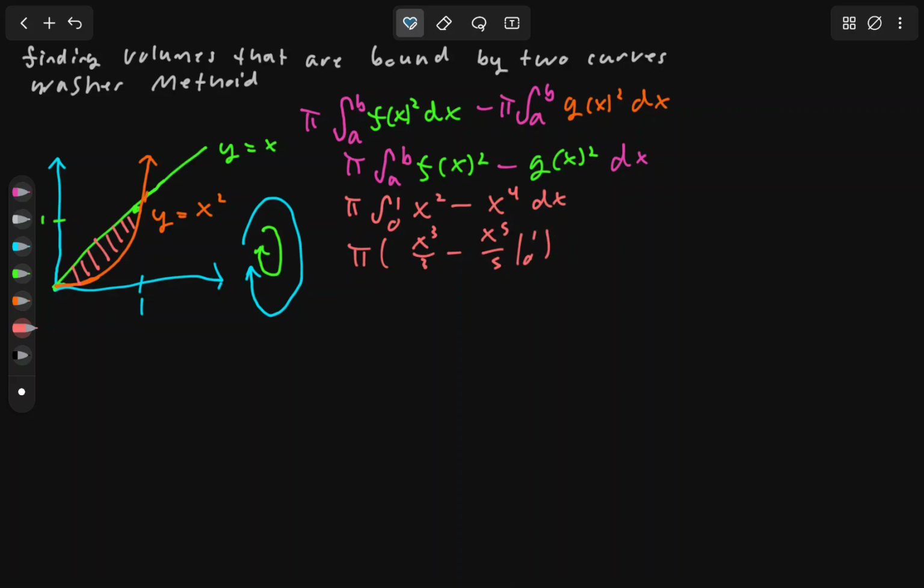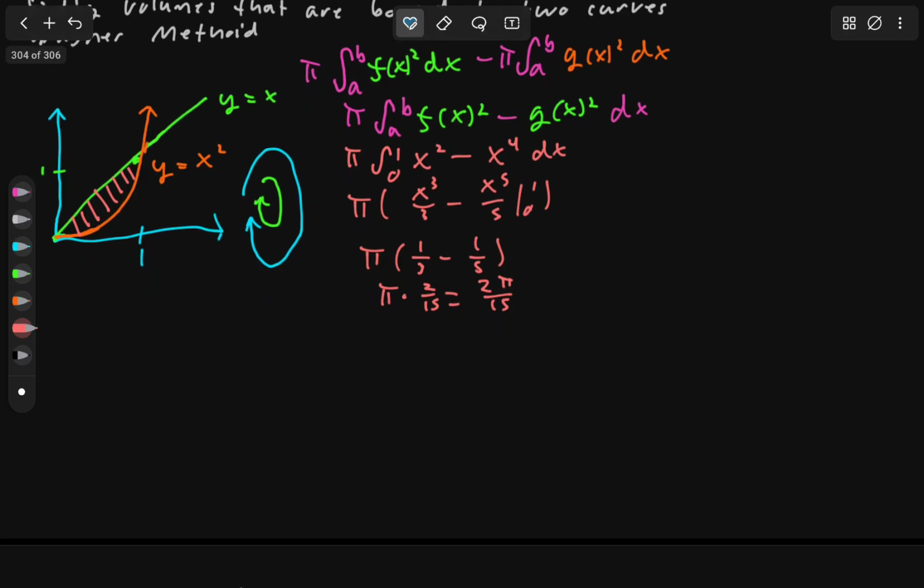Well, at 0, that's just going to be 0, so we can take the simple step here and just evaluate it at 1. You get 1/3 minus 1/5. Finding a common fraction here, we would get 5/15 minus 3/15, so 2/15. So we get pi times 2/15, which is going to be 2 pi/15 for our answer of the volume. Not very high, not very much volume there. Okay.